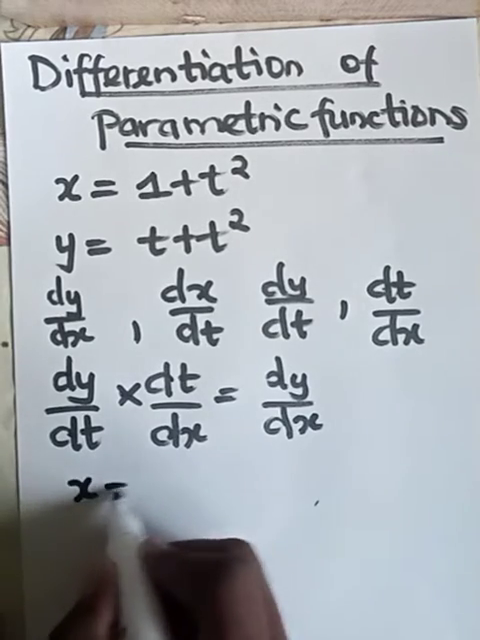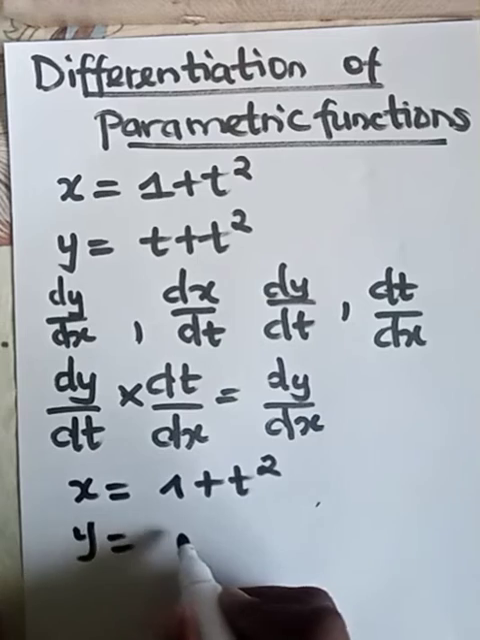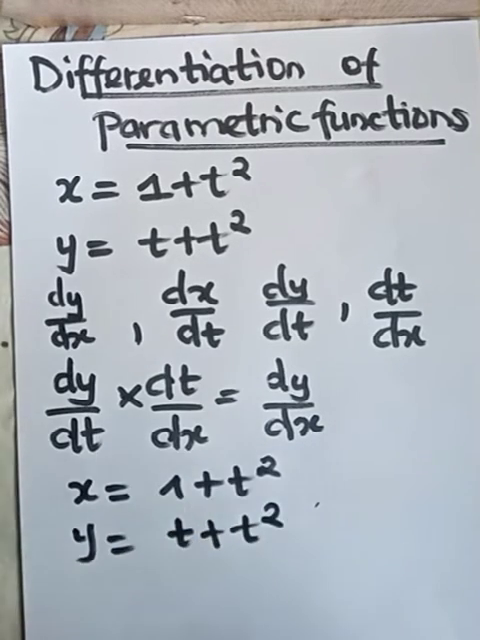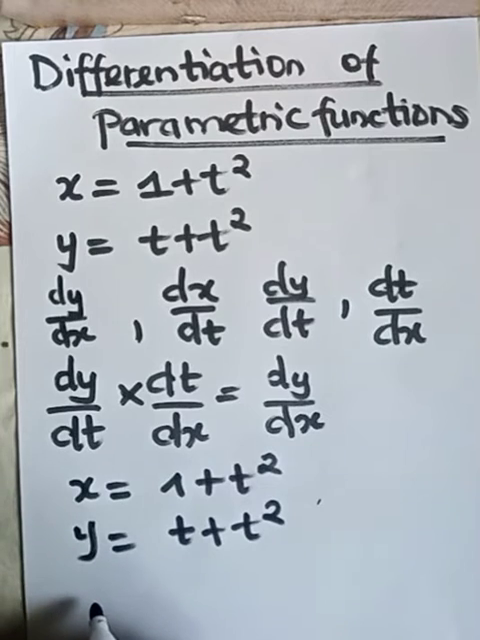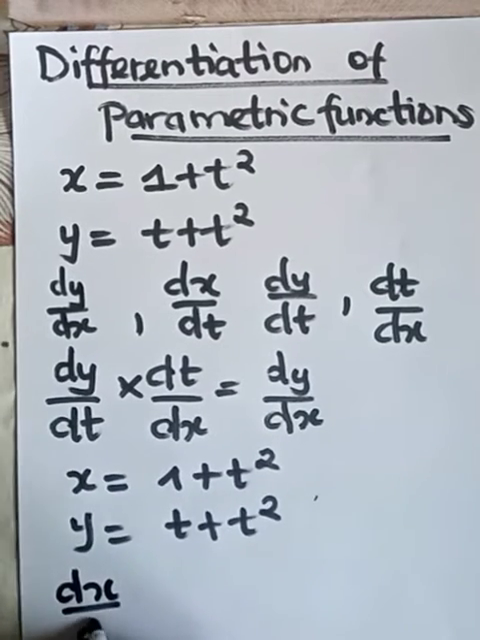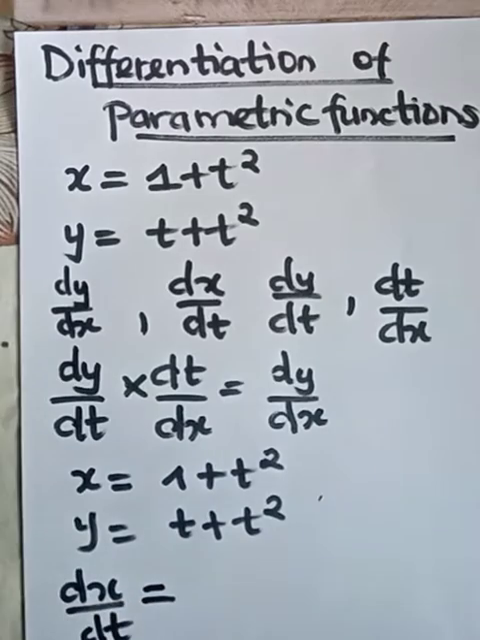So we'll take that question as an example. It was x equals 1 plus t squared and y equals t plus t squared. Now if we find the derivative of x, we're going to have dx on dt. Finding dx on dt is simply going to be normal polynomial differentiation. Keep on watching these videos, because to really master this, you have to solve over and over and study the different techniques.